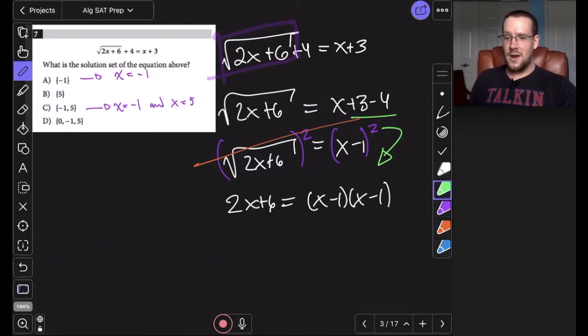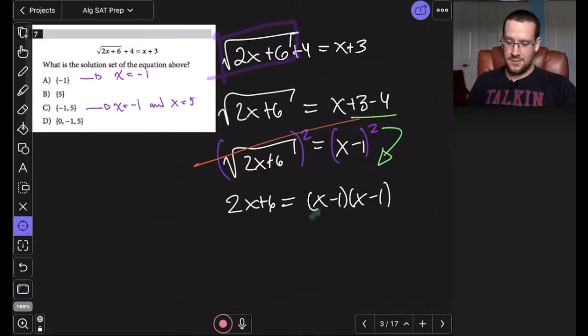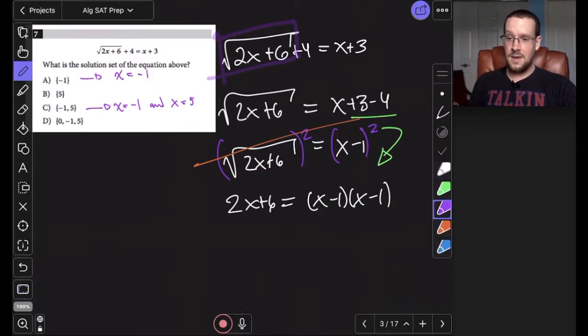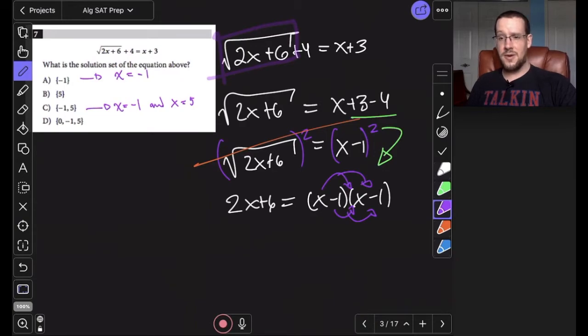When something is squared, it means it's multiplied by itself twice. So here, little Peter Cottontail, x minus 1, I'm just multiplying it by itself twice. So once, twice, not thrice, but twice. And now I'm going to do the distributive property, or as we often call it, the FOIL method.